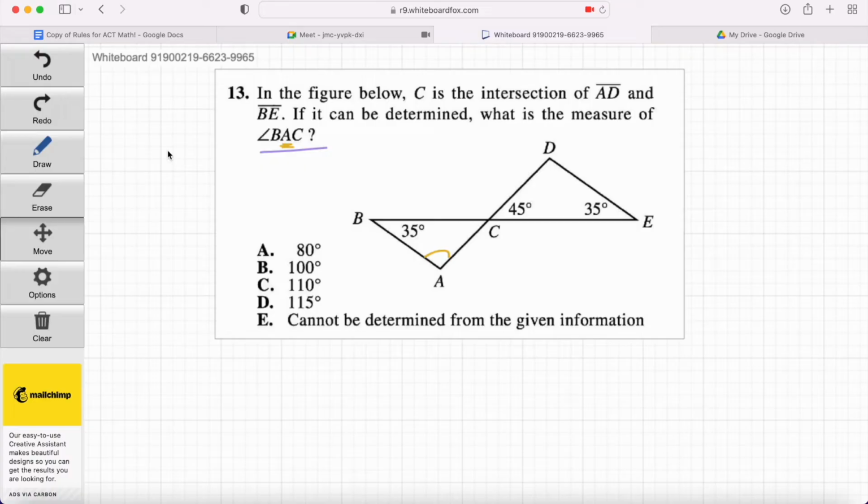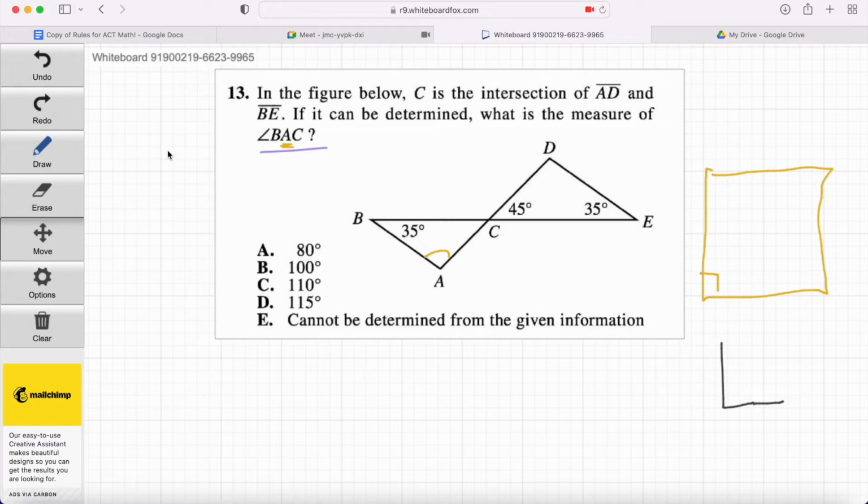So just thinking in terms of visual estimation, there's probably an answer choice that we can get rid of that just doesn't look like BAC is going to be. It wouldn't make sense visually if you know what a 90-degree angle looks like. By the way, do you know what a 90-degree angle looks like? It's the corner of a square. It's like an L. The angle in an L is a 90-degree angle.